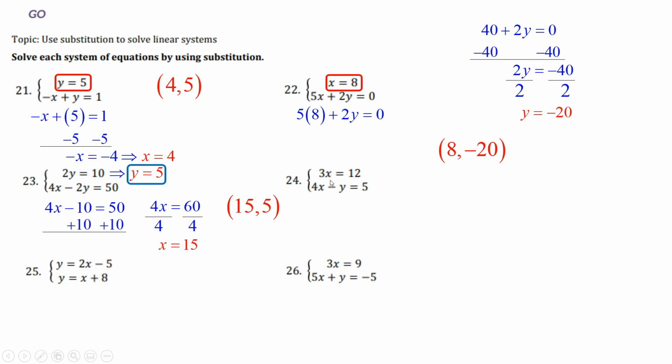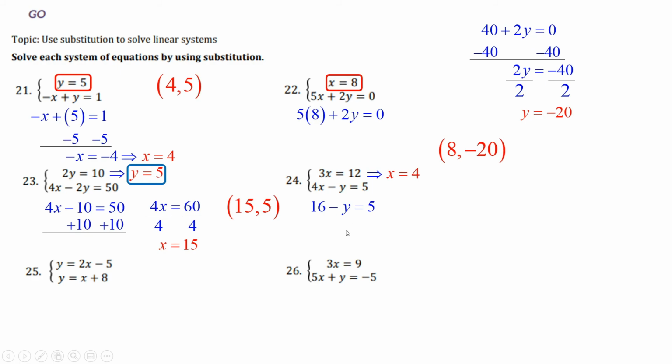24. Oh, 3 times x is 12. Let's solve that for x. So 3 times what number is 12? Wouldn't that be 4? So now we can just make this x down here a 4. So 4 times 4 is 16. 16 minus y equals 5.